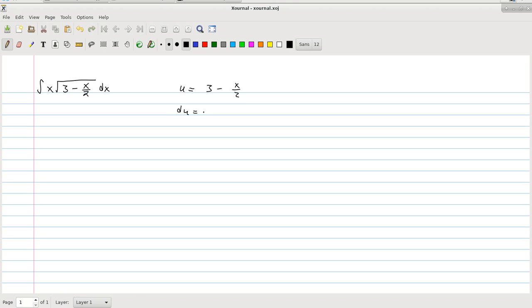Then we find du by taking the derivative. 3 is constant, so its derivative is 0. Negative 1x over 2, if we take its derivative, we get negative 1/2. So du is negative 1/2 dx.